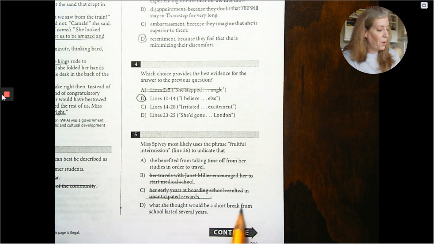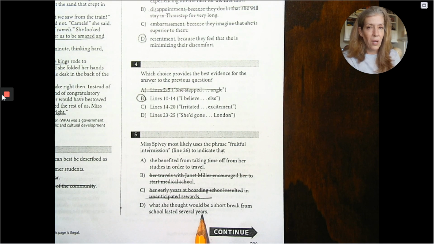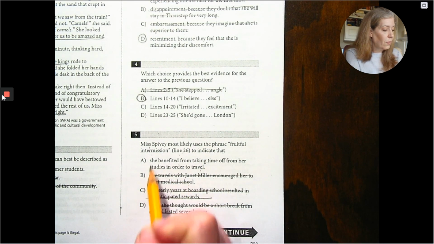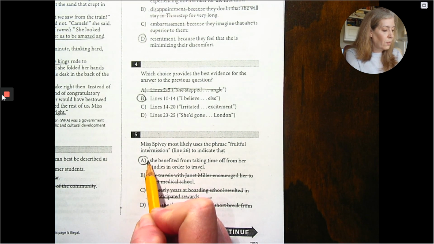What she thought would be a short break from school lasted several years. Now, I do remember writing this down. She had a short break from school, but it wasn't long before she was inspired, immediately ran to the teacher's college, and was placed at 3-Step, Georgia. So I'm going to get rid of that one, and choose A.